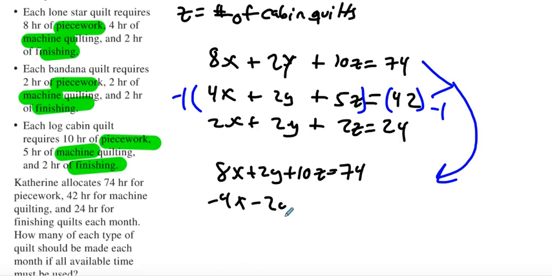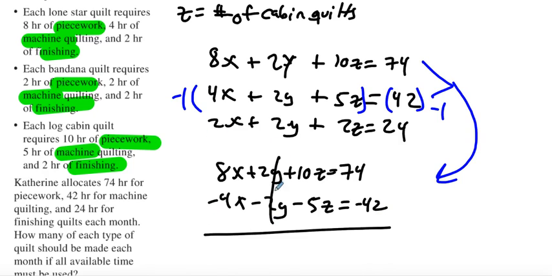-4x minus 2y minus 5z equals -42. Okay, and we can see what happens here. The y's will cancel. We have 4x, we have a 5z, and then we have 32. Great, so that's one of our equations that we're going to do there.